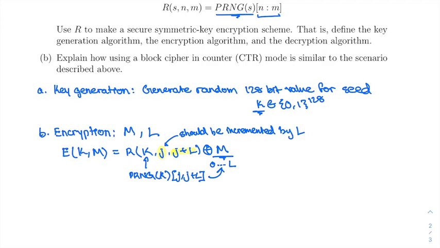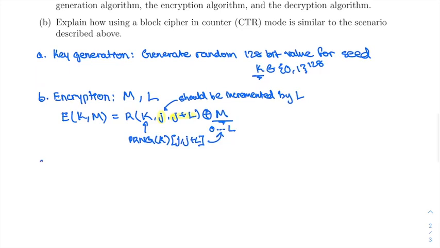So if we have another message like M2 with length L2, then the next set of bits that we would be extracting from this generator would be from J plus L to J plus L plus L2, right? Great, so we have encryption. I guess this is big part A. So now we want decryption, right? So the idea here is that we want to use the same keys that we've defined above and the same properties about the message, and be able to recover the original message.